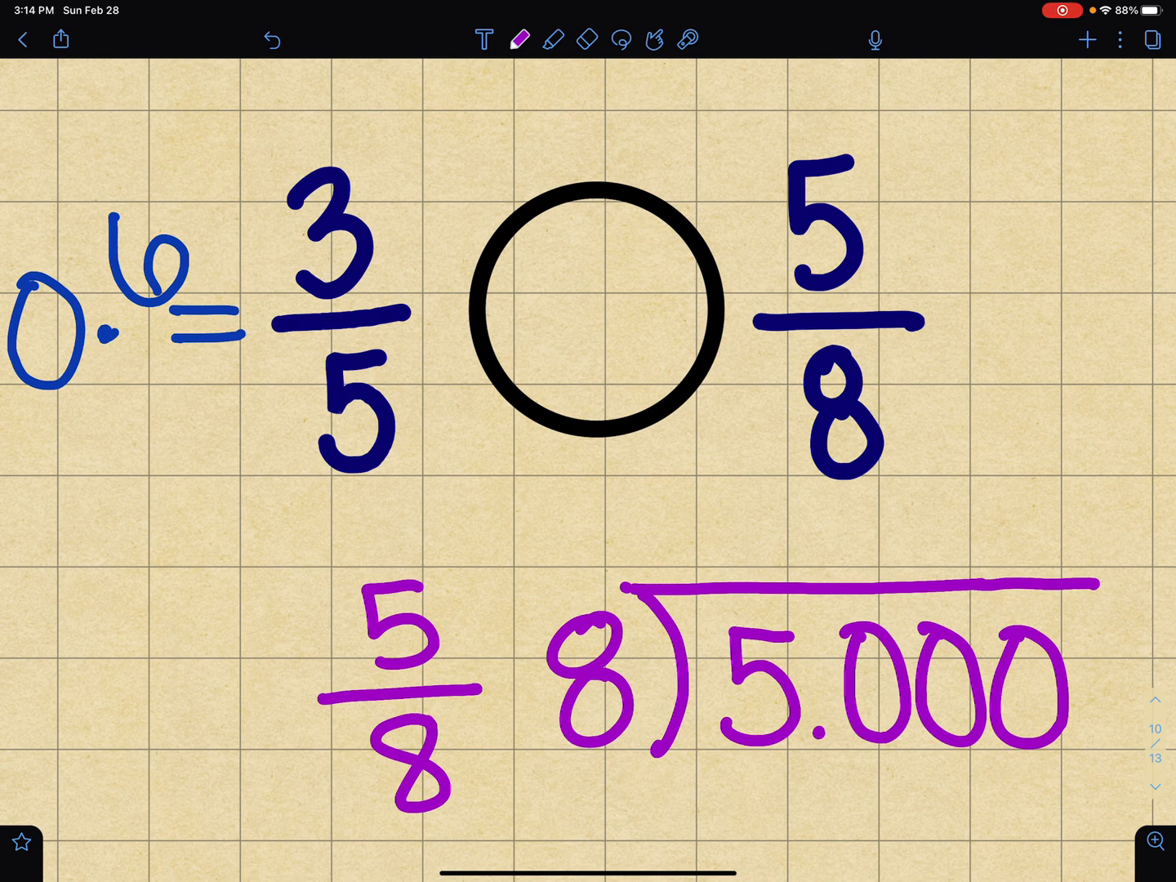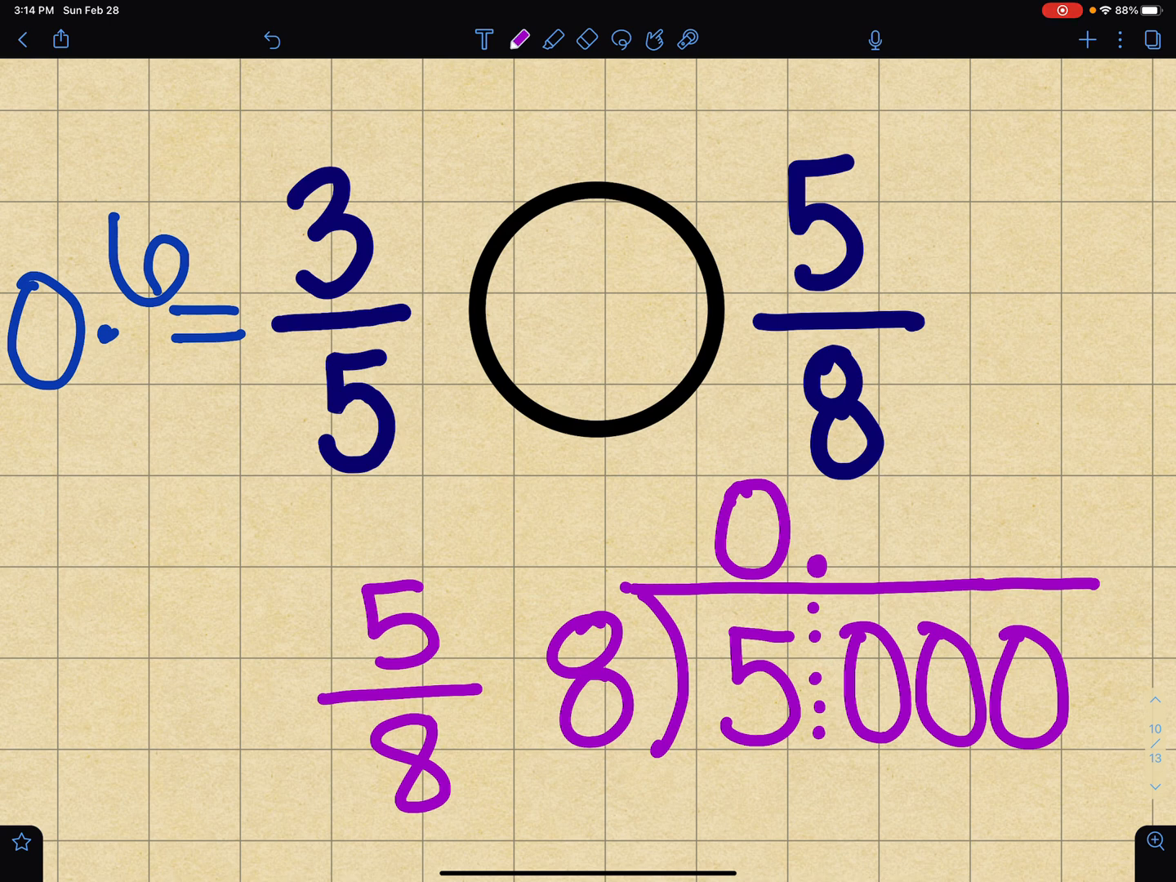So 5, how many times does 8 go into 5? Or 5 divided by 8? So let's figure it out. 8 doesn't go into 5, so that's just going to be a 0. Does 8 go into 50? Yes, it does. I'm just going to bring that decimal up. Okay, how many times does 8 go into 50?